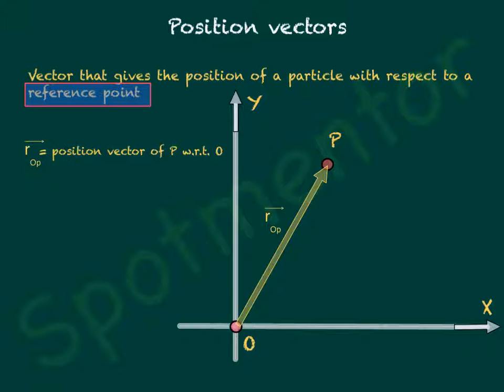Now, let's assume the particle has moved from point P to another point. Let's assume that point is Q. Then, if we draw a vector joining point Q to point O, this will give you the position vector of Q with respect to O.